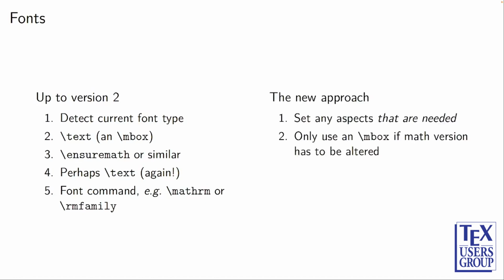So the new approach is to look at the current font settings, and if we need to reset something, we set it. If we don't, we leave it alone. And it means that you only use an mbox if you need to change the math version. Now that's important because it means that if you're in text mode and you're being asked to typeset in text mode, you don't put stuff in a box, and so spaces can be broken out if we want to. So it enables some breaking of things which weren't possible in versions 1 and 2.